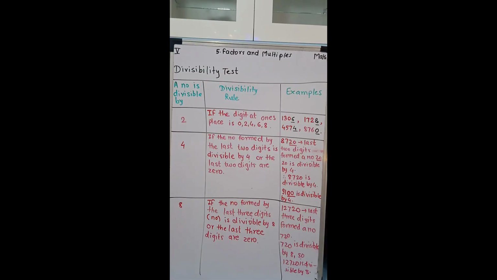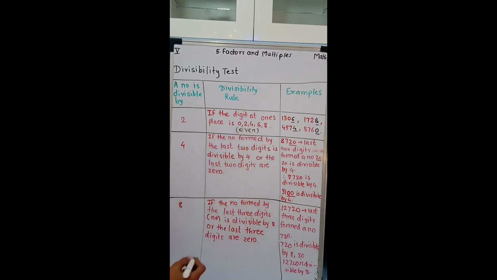I have made a partition of the numbers. The first is that a number is divisible by 2 when the digit at the ones place is either 0, 2, 4, 6 or 8. These are called even numbers.